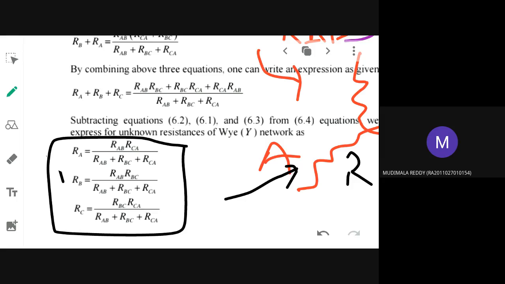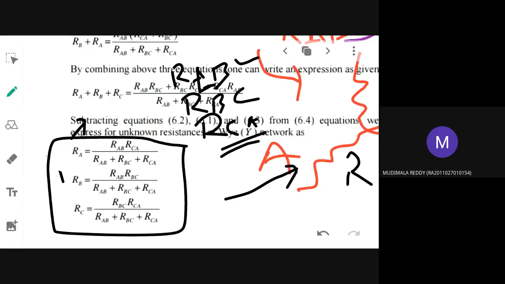In simple terms, there is an easy way to remember this formula. There are three resistances, RAB, RBC, RCA, known, from which you are trying to calculate RA. RAB has an A term, and RCA also has an A term, so include these two in the numerator. Leave out the RBC term. And in the denominator, you have the sum of all the resistances. That is an easy way to remember the equations for the star connection. So how will you write RB?